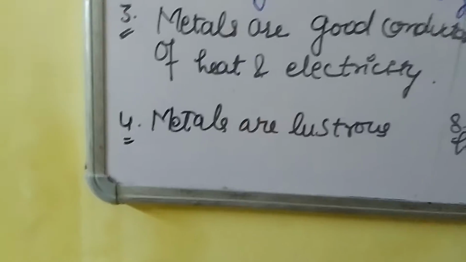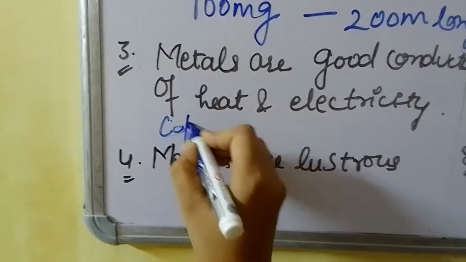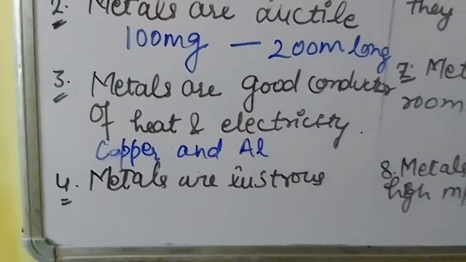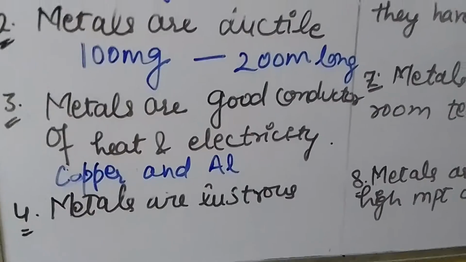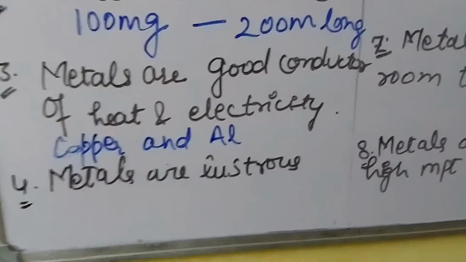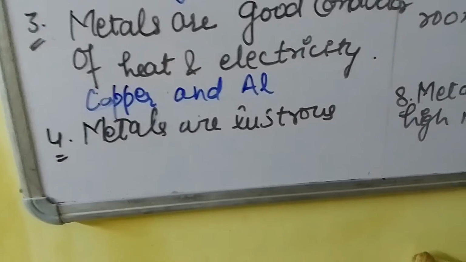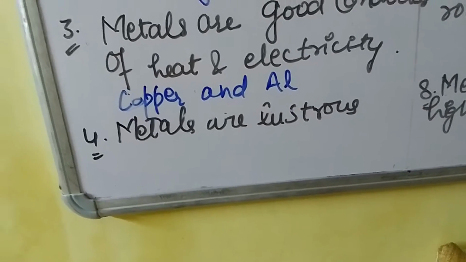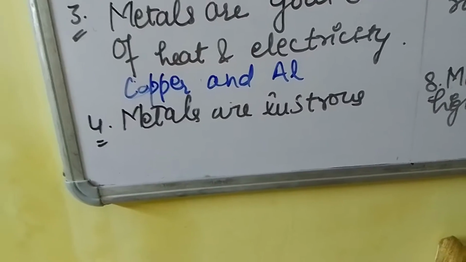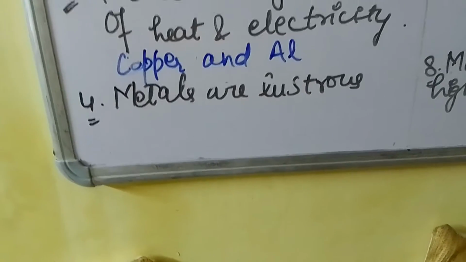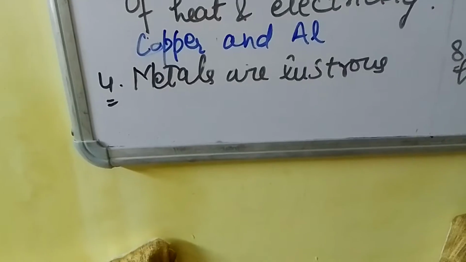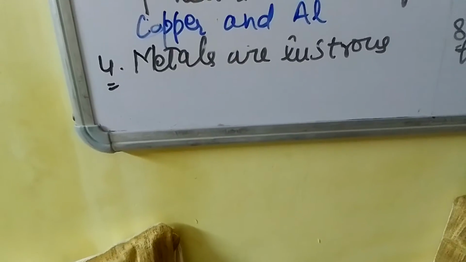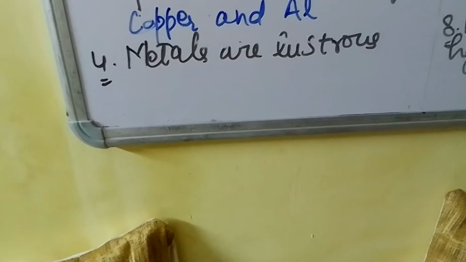Copper and aluminium have high thermal conductivity. That's why they are able to conduct heat and electricity. Now in electrical conductivity, silver is the best conductor of electricity. Metals like iron and mercury have greater resistance to the flow of current, so they have lower electrical conductivity. So iron and mercury are exceptions.